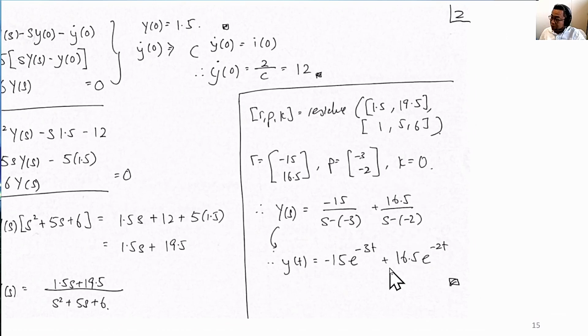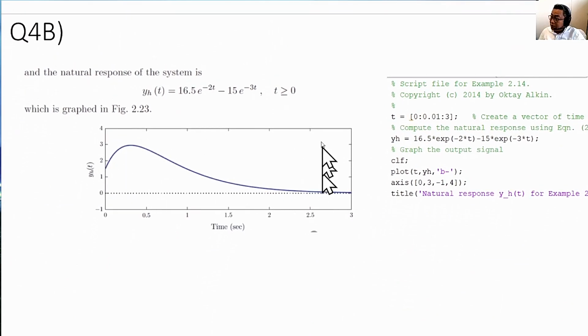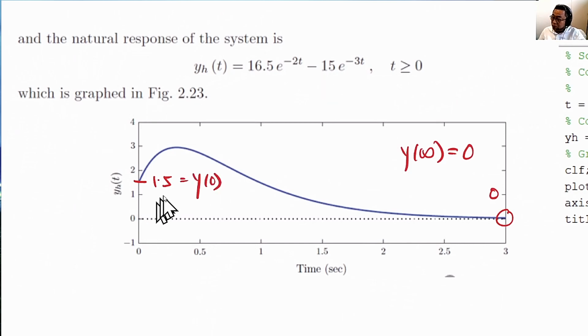This is the answer, and now let us plot y(t). This is y(t). Let's substitute t equals 0. When t equals 0, it is 16.5 minus 15, so it is 1.5. And the rest we have to use MATLAB to plot. The other interesting thing to note is that as t goes to infinity, this becomes 0, this becomes 0, so it's 16.5 times 0 minus 15 times 0, therefore the final answer is 0. So y(infinity) is equal to 0, and this is y(0) equal to 1.5.